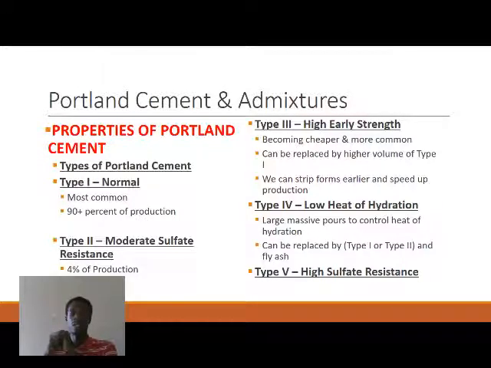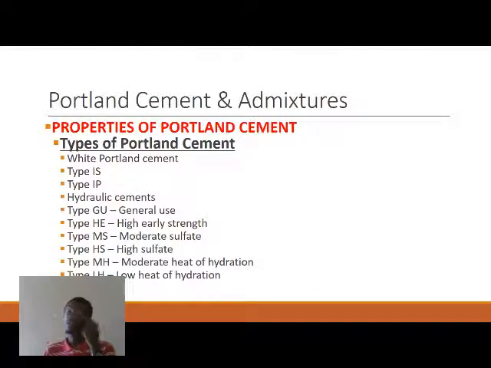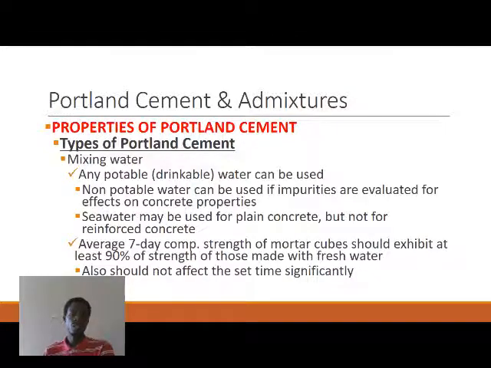Moderate sulfate resistance is 4%. High early strength: more and more people are beginning to embrace this. I think Dangote launched a particular brand, so it's basically 5 times. There are other types of Portland cement. You have them in white, type IS, type IP, hydraulic cement, general use, and all that. So we have the list over here.